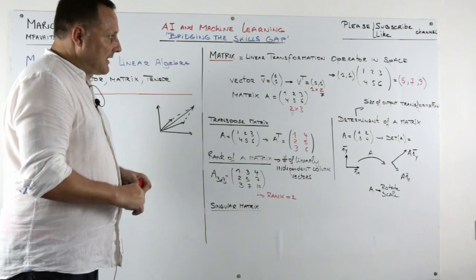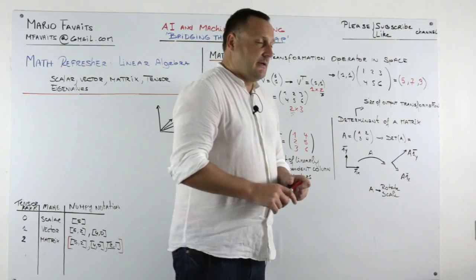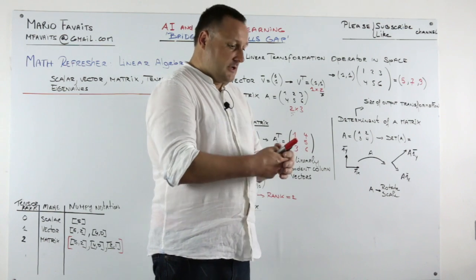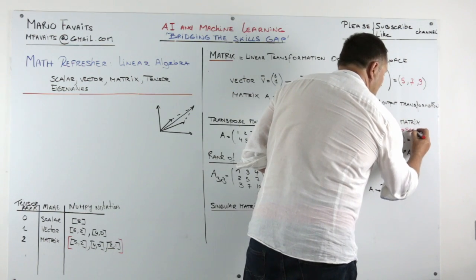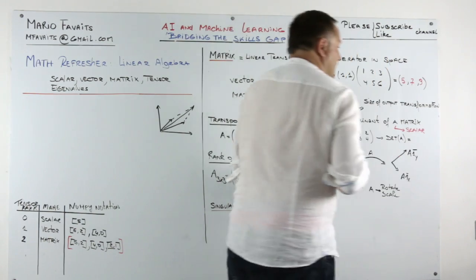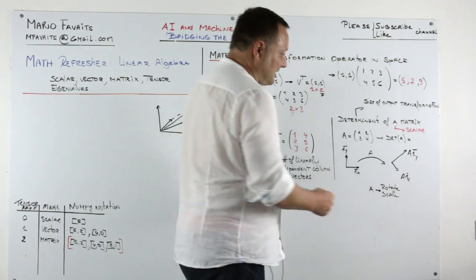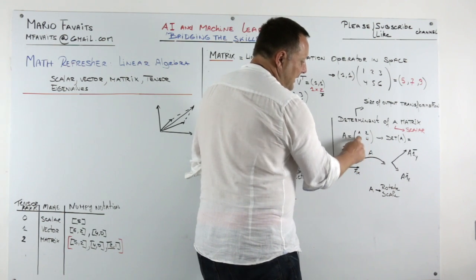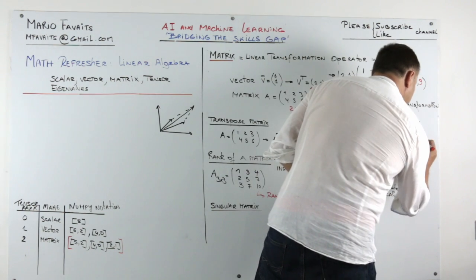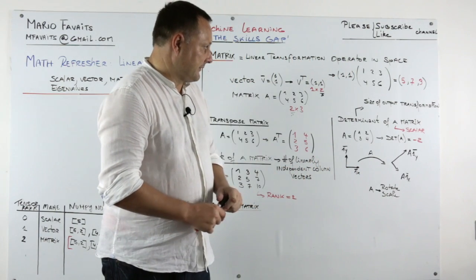Okay. Now let's take a look at the determinant of a matrix. Determinant also gives a scalar. It's definitely a scalar. It's not so important that we know how to calculate a determinant, but for a 2 by 2 it's pretty simple. You do 1 times 4 minus 2 times 3. That means minus 2. But forget about this, it's not so important.